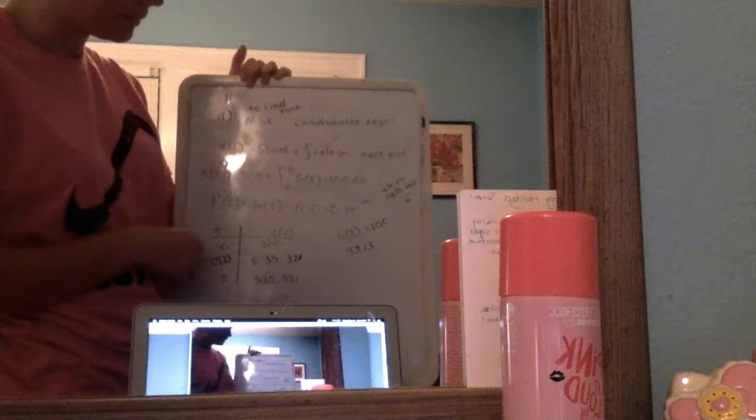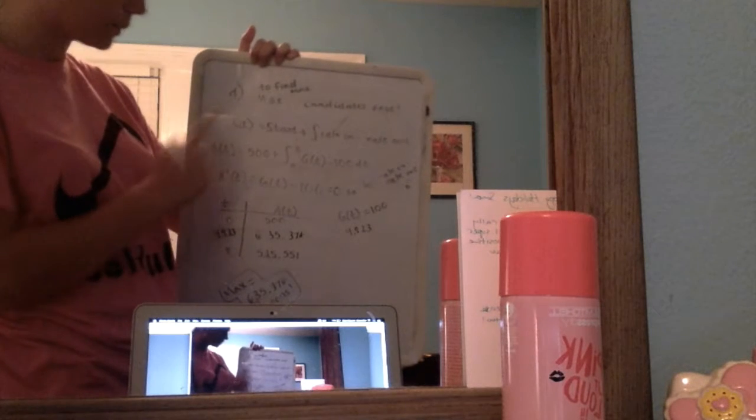I filled this in, so the amount at any time in this scenario is 500 plus the integral from 0 to t, because it could be any time until 8, of g of t, because that's the rate in, minus 100, because that's the rate out, dt. So you find A prime of t to find a critical point, to see a max or min for the candidates test. A prime of t, the derivative of the total amount, is g of t minus 100, which is rate in minus rate out.